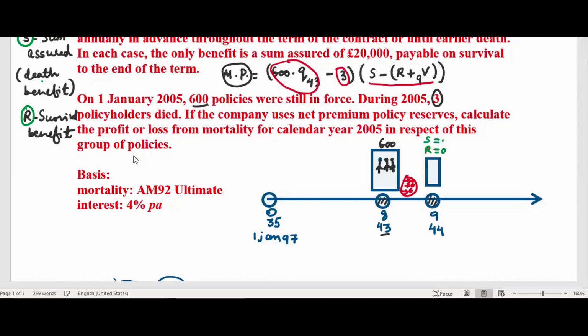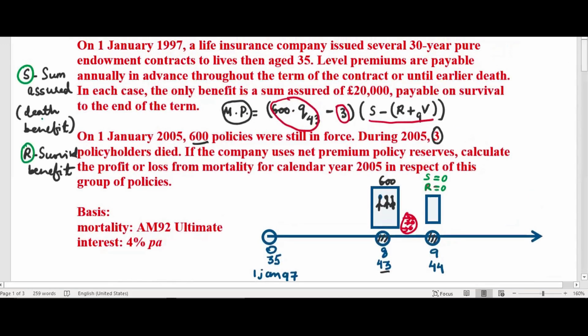S0, this is pure endowment. If you see the question, this is pure endowment. In pure endowment, there is no death benefit, so S is 0. And R is 0.